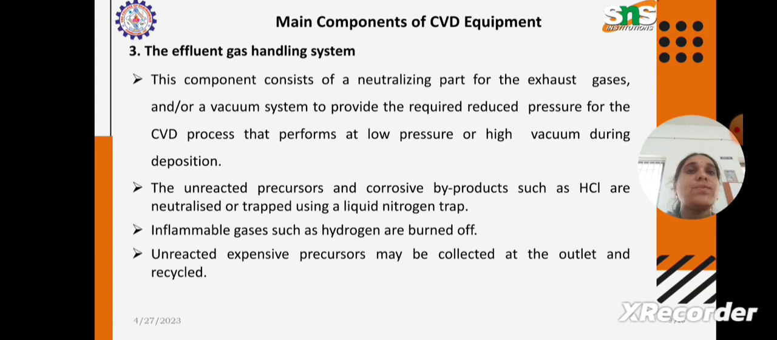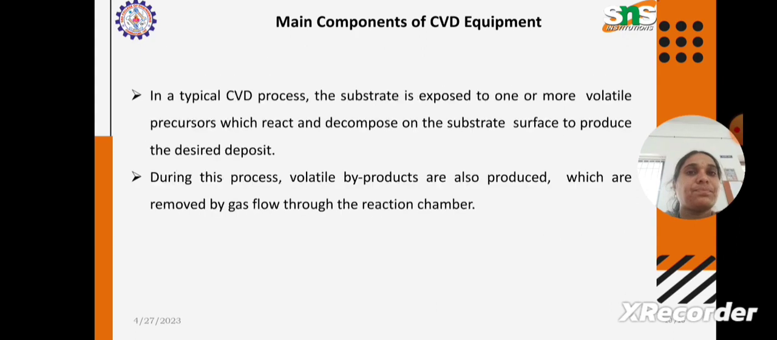The last main component of CVD equipment is the effluent gas handling system. This component consists of a neutralizing part for the exhaust gases, that is the outlet, or a vacuum system to provide the required reduced pressure for the CVD process, which is performed at low pressure and high vacuum during deposition. The unreacted precursor and corrosive products such as HCl are neutralized or trapped using a liquid nitrogen trap. Inflammable gases such as hydrogen are burned off. Unreacted expensive precursors may be collected at the outlet and recycled.